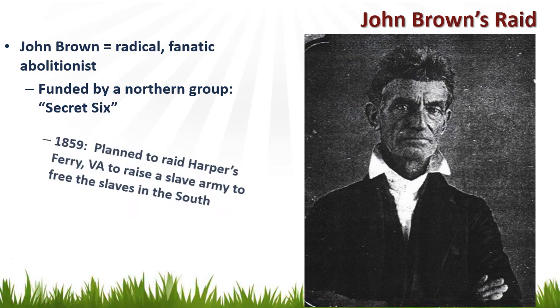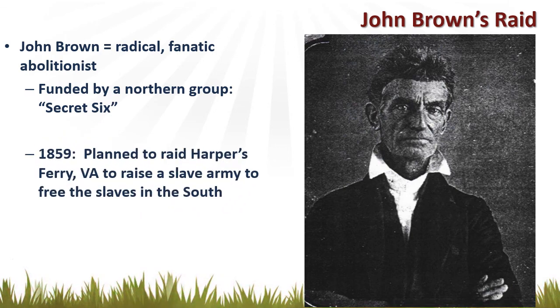His plan is this. He's going to raid a military depot in Harper's Ferry, Virginia. Today, that's in West Virginia, but at that time, it was still Virginia. And he's going to get weapons that he will give to a slave army who will then free the slaves in the South. They will start a war that will end slavery. So this Secret Six is funding him. His plan is, I'm going to raid this area. I'm going to get weapons. We're going to have a slave army, and we are going to attack slavery. It's going to be over.